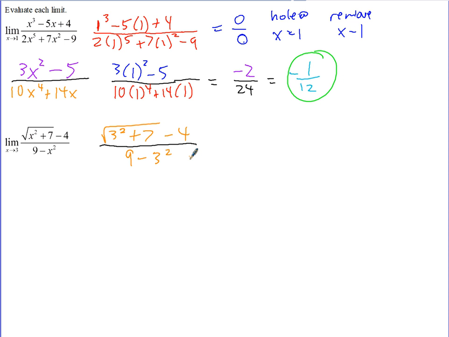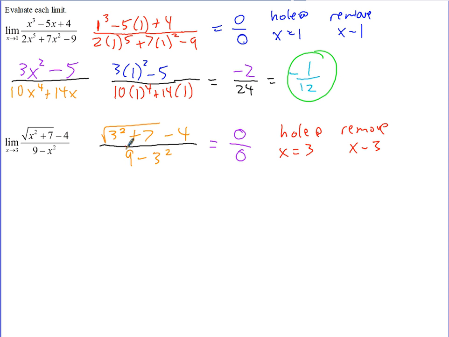And substitute 3 in the denominator. So let's see, that's 9 plus 7 is 16, square root of 16 is 4, so 4 minus 4 is 0, over 9 minus 9, 0. So here there's a hole at x equals 3, so we can try to remove x minus 3. So this one could also be done.